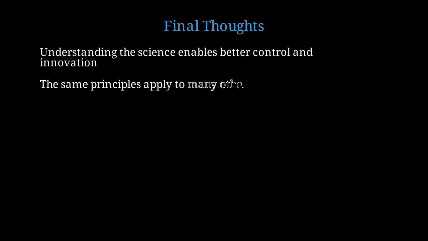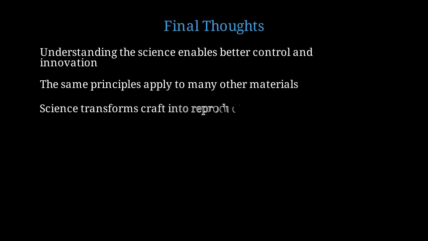These same principles of glass transition, plasticization, and crystallization control apply to many other material systems, from polymers to pharmaceuticals to metallurgy. This demonstrates how fundamental science can transform an empirical craft into reproducible engineering while still preserving the artistry involved.